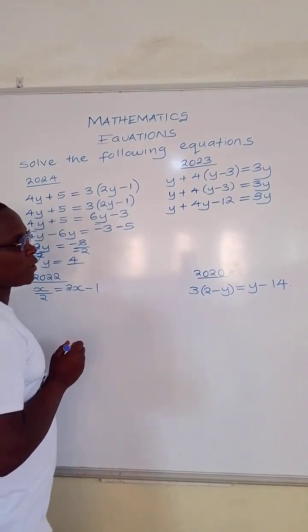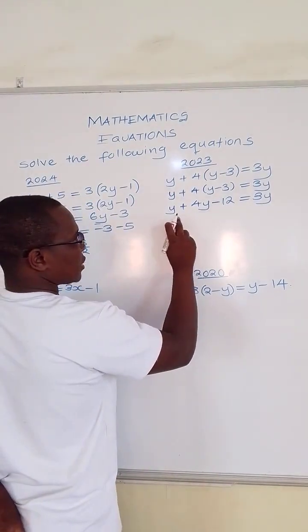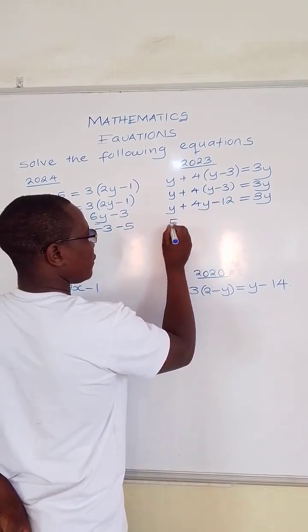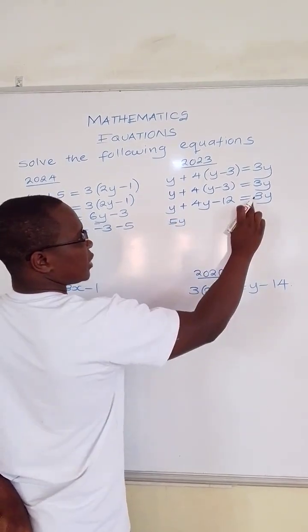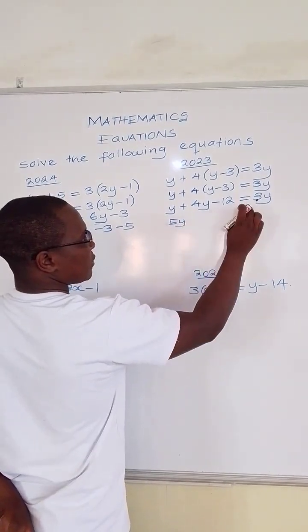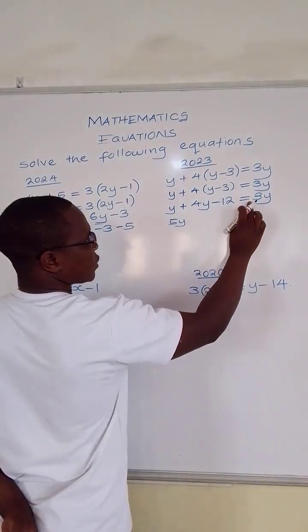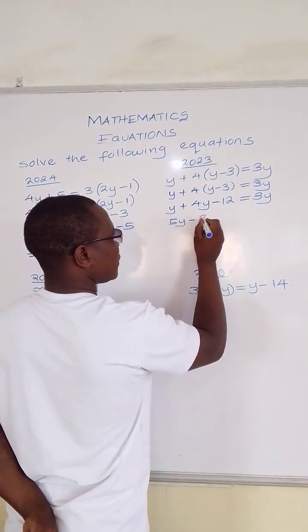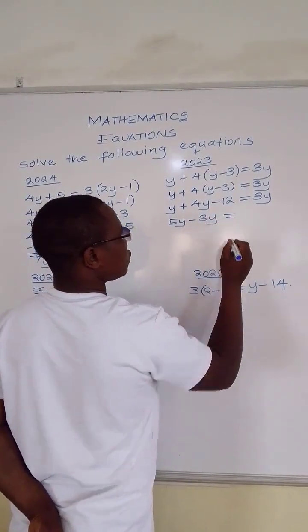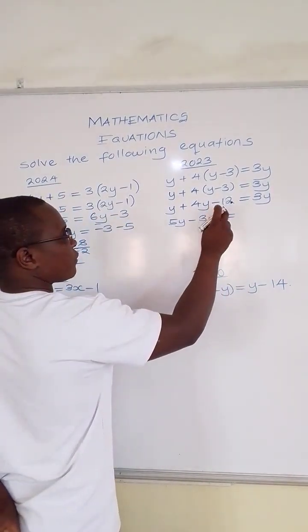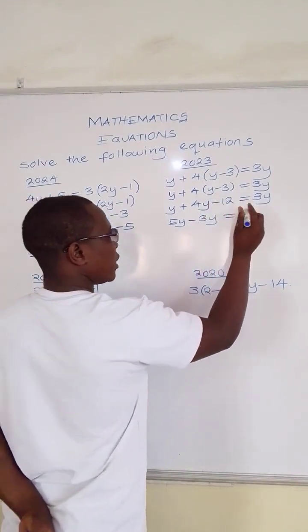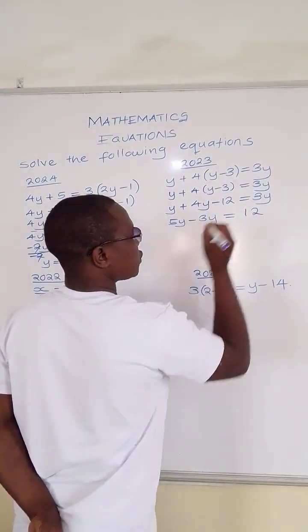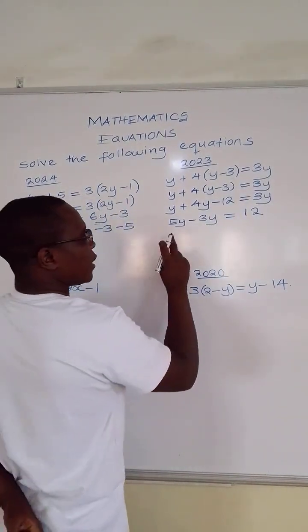Okay? So at this point, we can add these two. These are like terms. Okay? We can add these two. So y plus 4y, we're going to have 5y. Then this one and this one like terms. So we're going to group them. So this is positive 3. When you transpose this positive on the other side, you're going to have what? Negative 3y is equal to, now this is positive 12. When you transpose this positive on the other side, you're going to have this is negative 12. When you transpose, you're going to have positive what? 12.